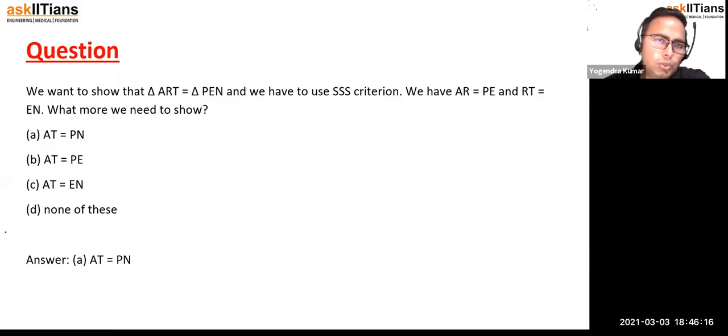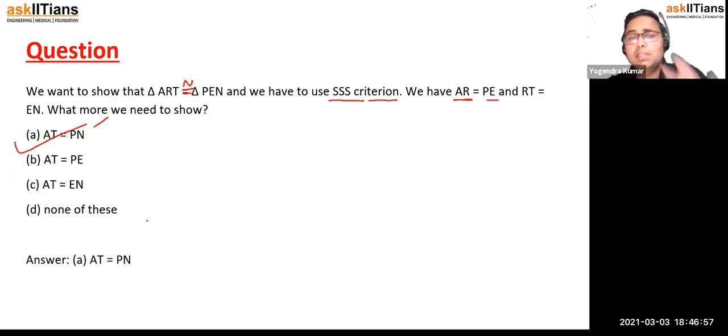We want to show that triangle ART and triangle PEN are congruent. Just make this correction. And we have to use the SSS criteria. We have AR equals PE, and RT equals EN. What more do we need to show? See, two sides are already given equal. We need to show that AT is equal to PN, right? That's all, because all the corresponding sides have to be equal. So that's why we need to show that more.